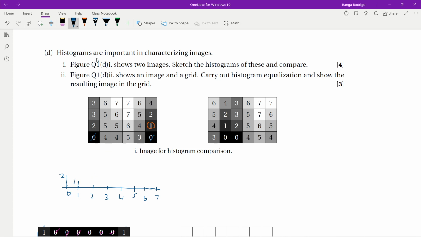With intensity 2 we have this 1, 2. With intensity 3, what have we got? 1, 2, 3. With intensity 4 we have 1, 2, 3, 4. These are coincidences.